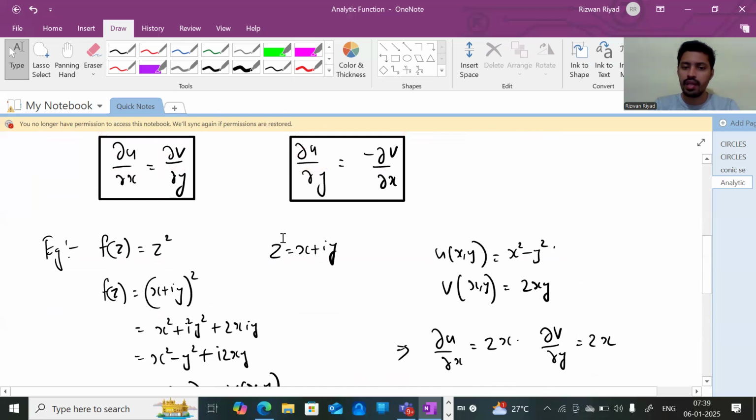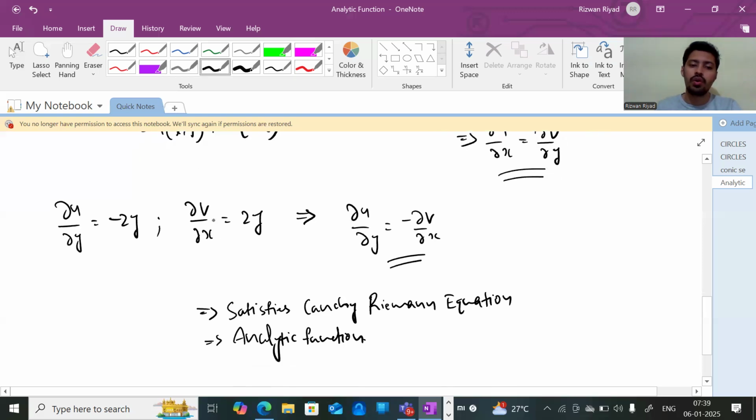Next we need −∂v/∂x, so we need ∂v/∂x. Here v is available. Let's find ∂v/∂x. We are differentiating with respect to x, so we can treat y as a constant. So this becomes 2y times x. 2y is a constant, so its derivative will be only 2y. That's what you can see here: ∂v/∂x = 2y.